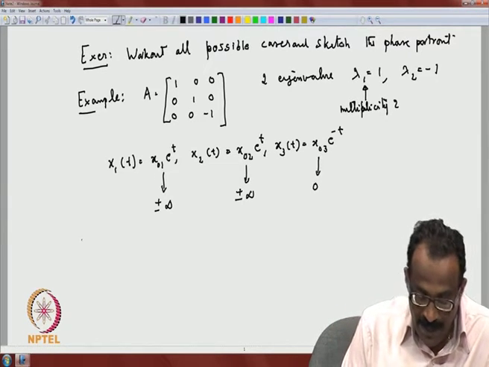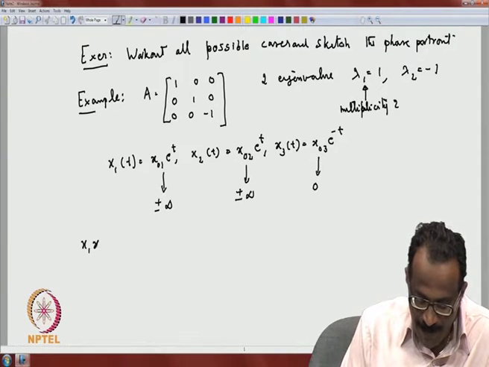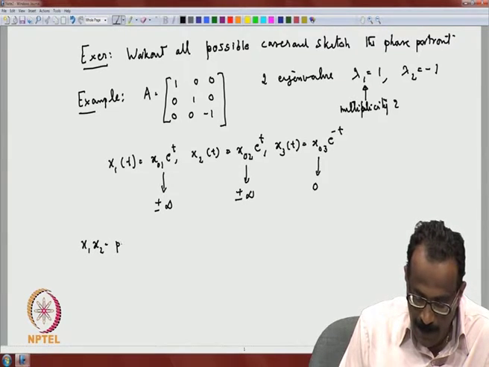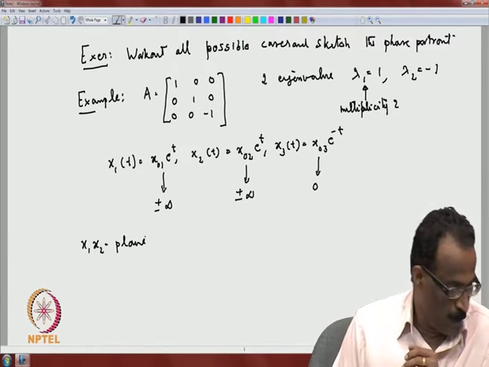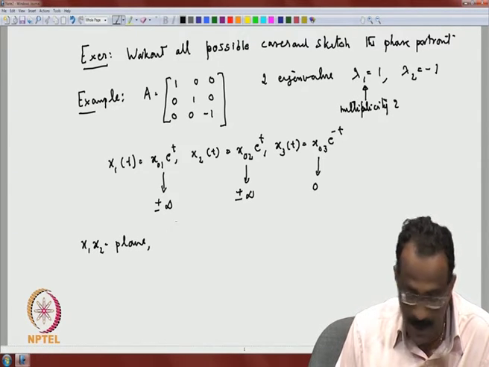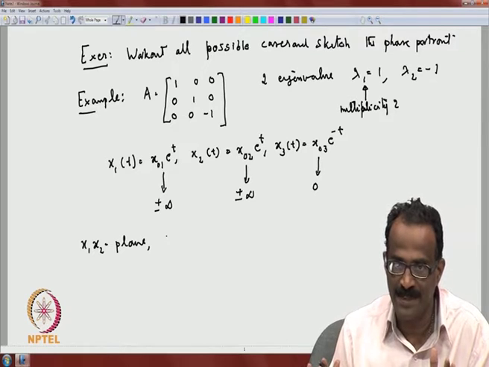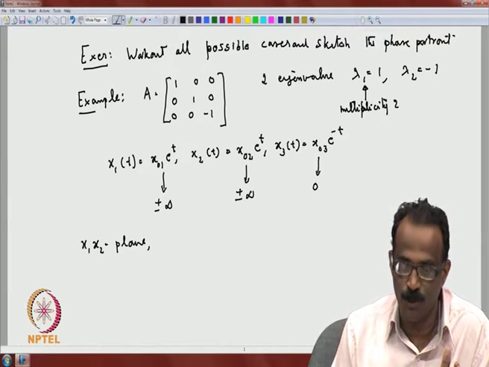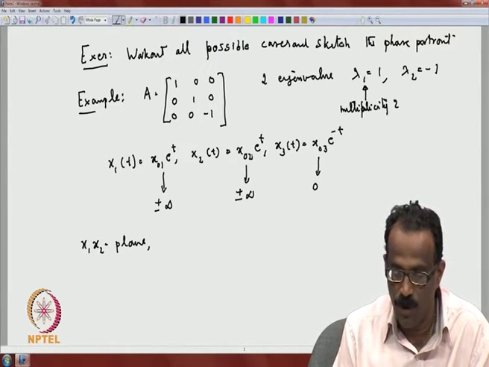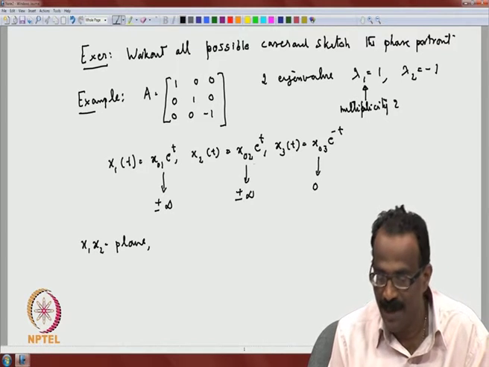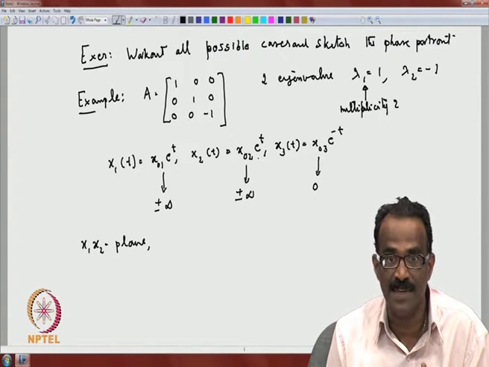If you look at your x1 x2 plane, you will have an unstable node type thing. Forget about the x3 component and look at only the x1 x2 plane. It is something like a node, because x01 e power t, x02 e power t are nothing but straight lines in the plane.